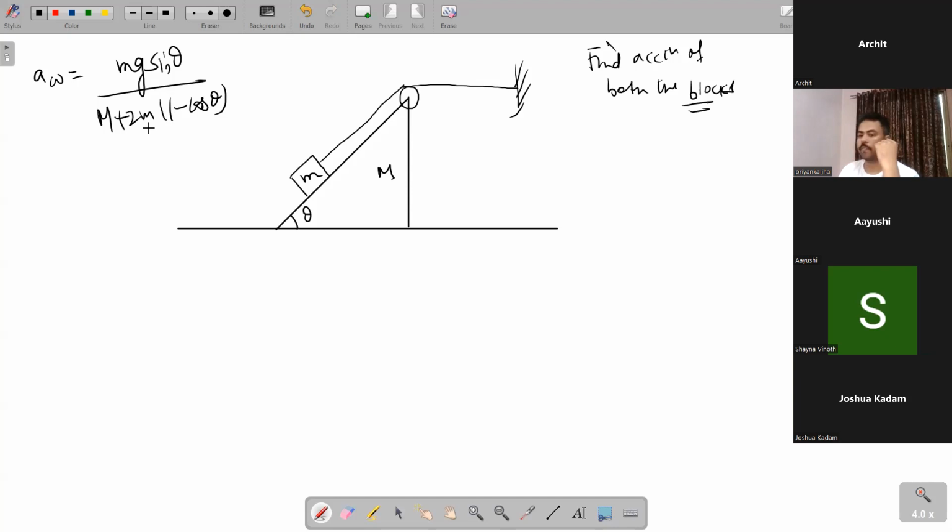So do we have to make an equation which includes the tension of the string? Yes, yes, tension will definitely come. Okay.